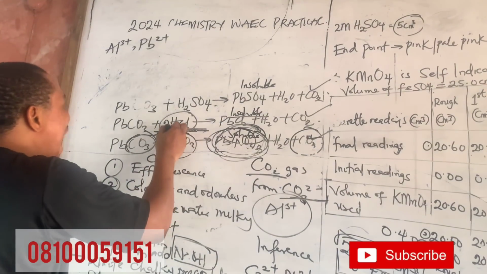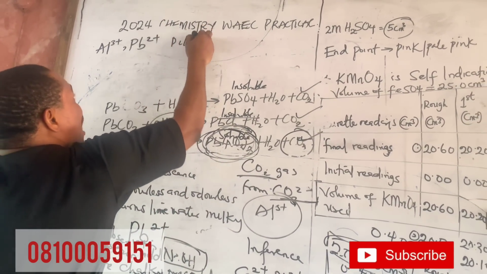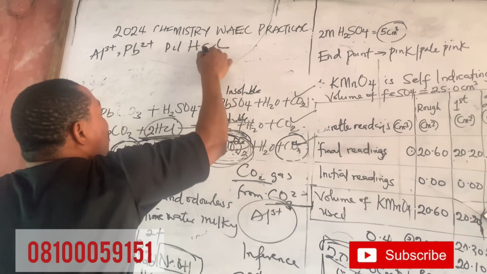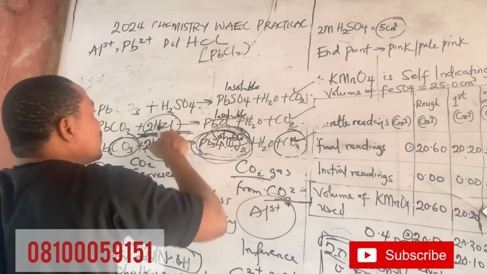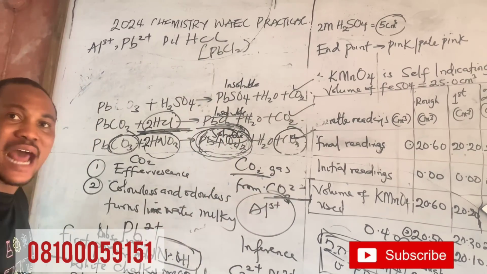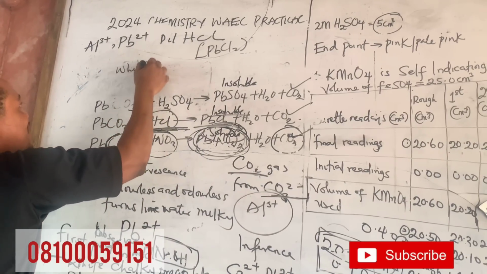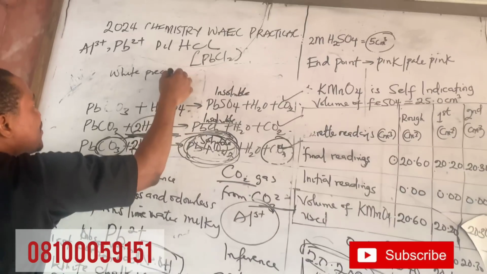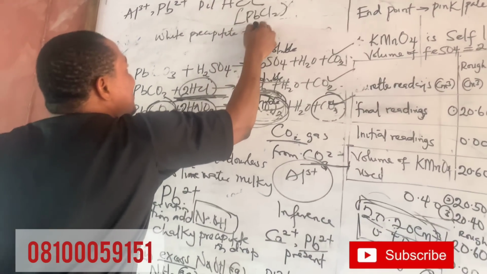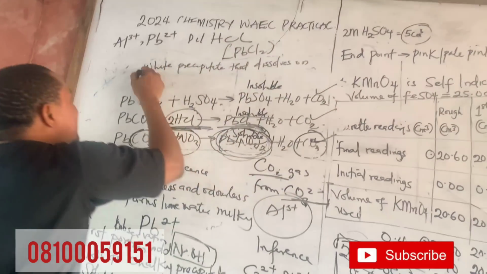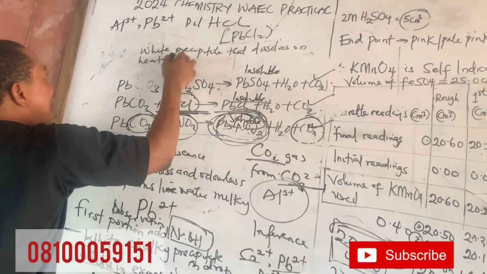If they ask you to add dilute HCl, which is the last one now, what will happen? This salt will be formed: PbCl2. And how do you know? The observation will now be a white precipitate that dissolves on heating and reappears.